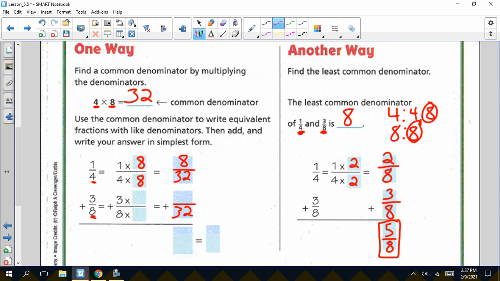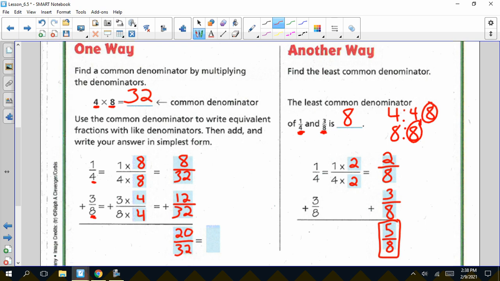8 times what gives me 32? That would be 4. Whatever I do to the bottom, I must do to the top. 3 times 4 equals 12. And now I can add the numerators. 8 plus 12 gives me 20 over the same denominator, 32.